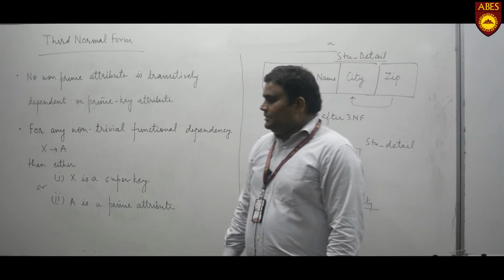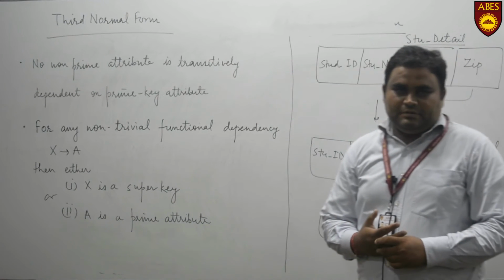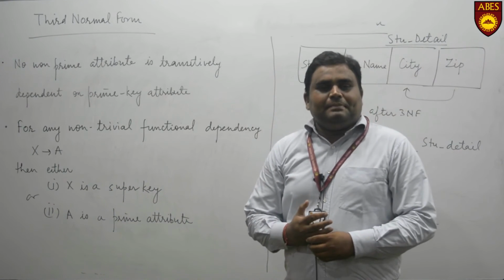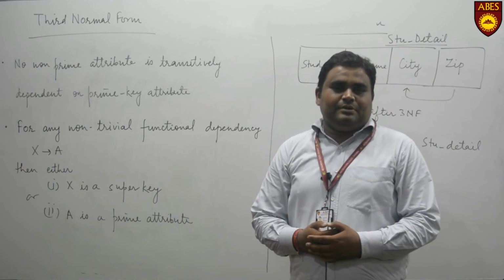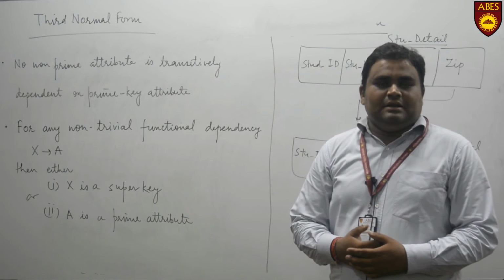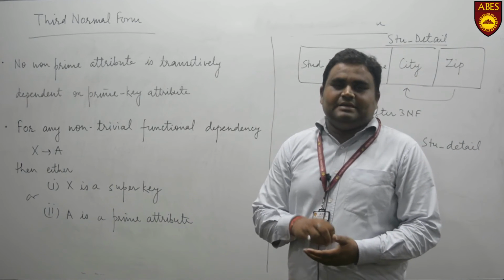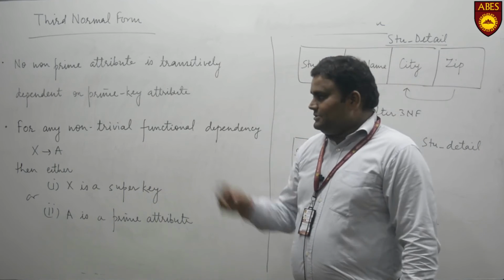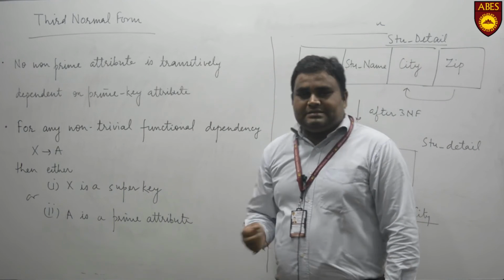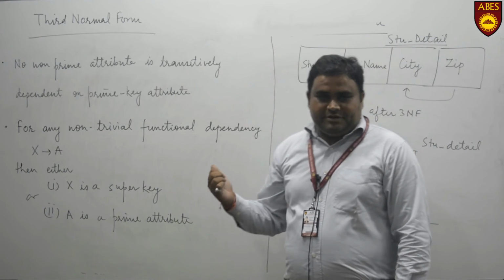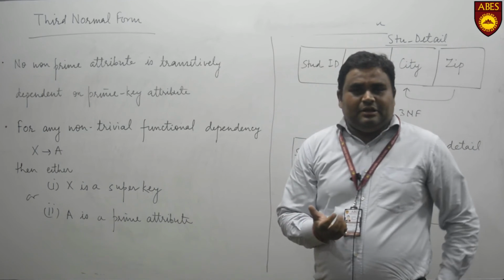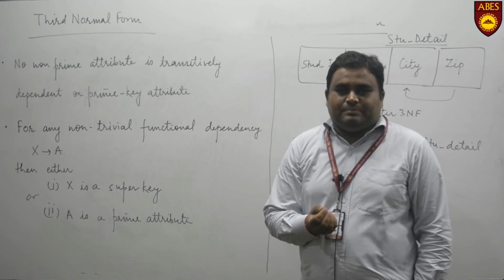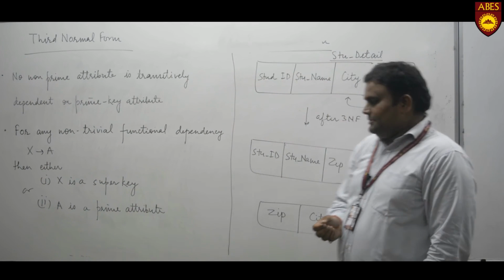Now in third normal form, we basically remove transitivity, but there is a condition. Transitivity exists when a prime attribute determines a non-prime attribute, and that non-prime attribute further determines another non-prime attribute. This case of transitivity is removed in 3NF. So there are two points: no non-prime attribute is transitively dependent on a prime key attribute, and for any non-trivial dependency X determines A, X should be a super key or A should be a prime attribute.